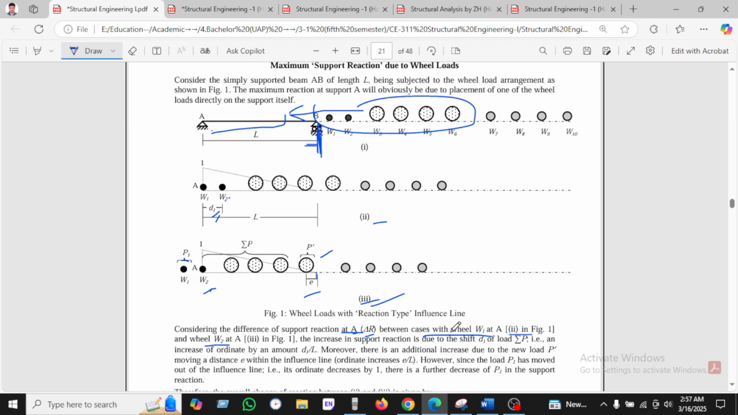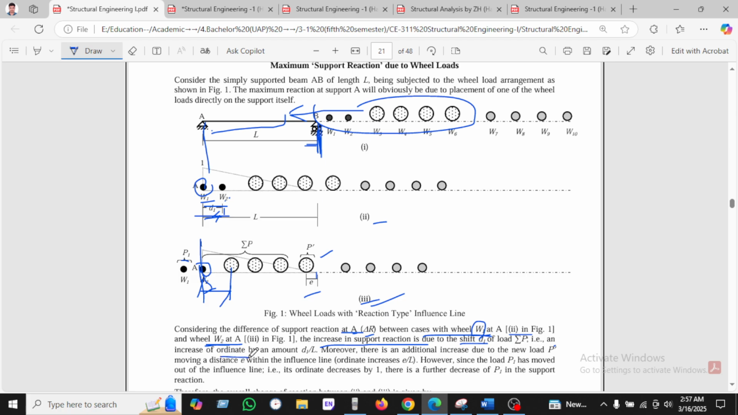Okay, so when wheel 1 is at a, this is wheel 1 at a, and the figure is given here. Then wheel 2 is at this position, this is the a, and this is in the case of the support reaction due to the shift of T1. What is T1? This is the shift of T1, and for this figure T1 will be this distance, and this figure shows the distance of T1, and the summation of P into E.